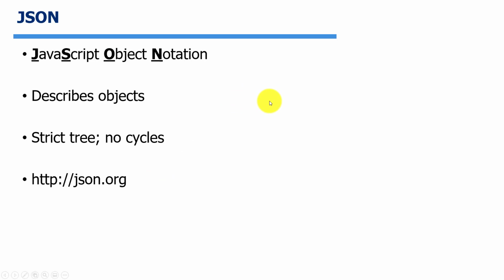JSON stands for JavaScript Object Notation, and this is a data format that is actually JavaScript code representing a data structure. It is a strict tree, there's no cycles allowed inside of it, and you can see more information on it at json.org. We'll go through a couple quick examples, and it should be fairly obvious what this is doing after a little while.